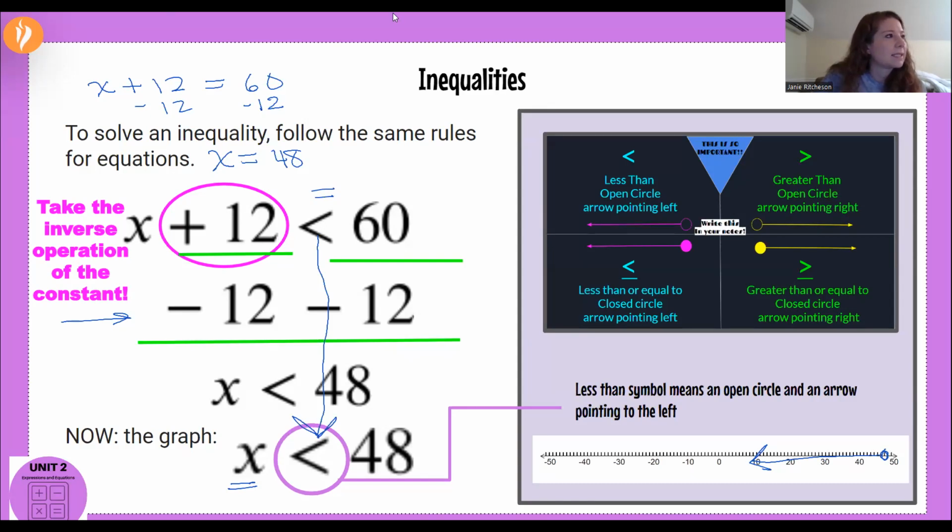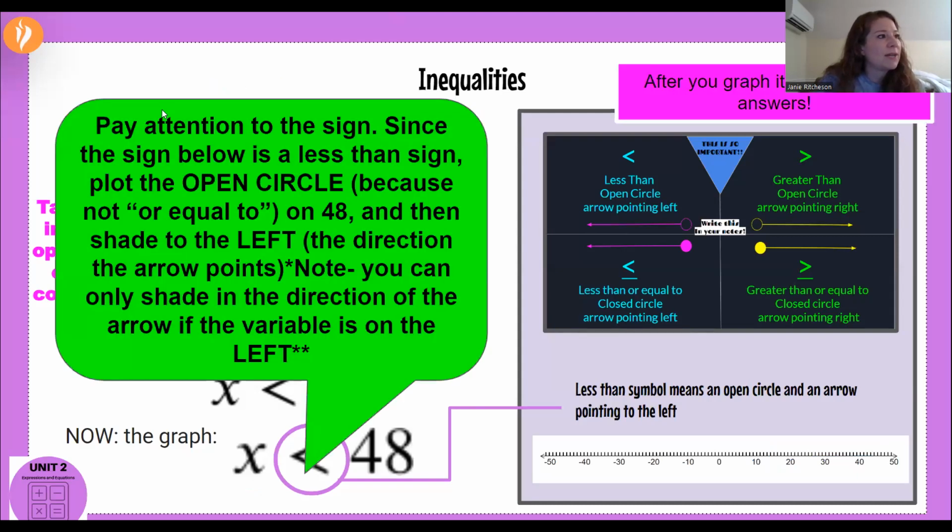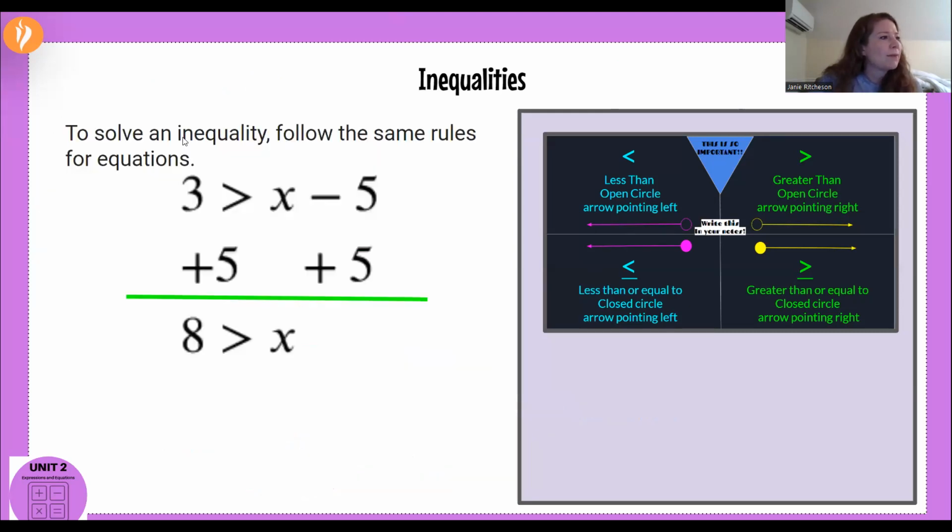Excellent, excellent. All right, pay attention to the sign. Since the sign below is a less than sign, plot the open circle because it doesn't have the "or equal to" symbol on it. And then we did all of that. Awesome. All right, what about this one?